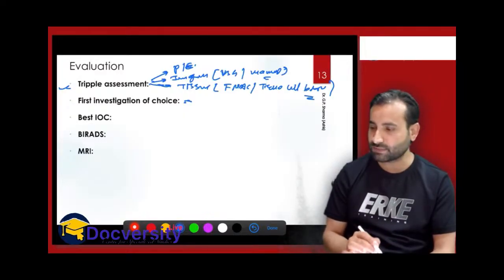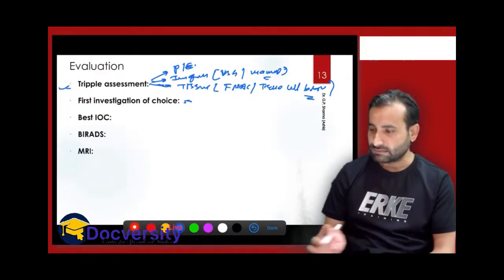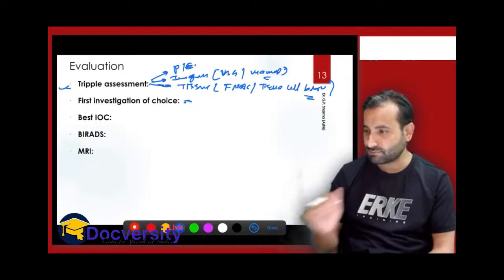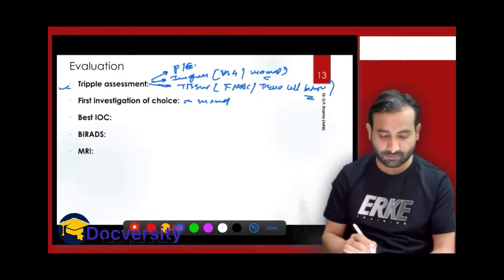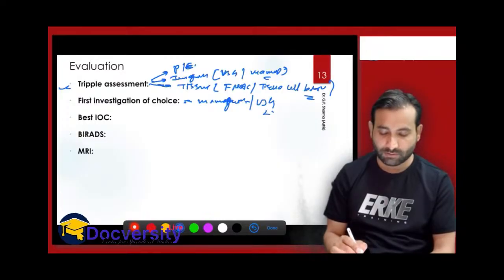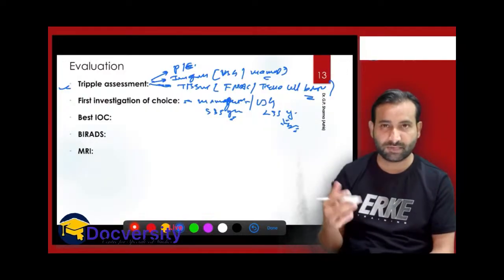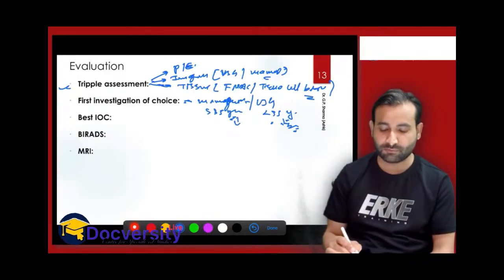The first investigation of choice is usually mammography or ultrasound, okay? If the age is less than 35 years, we go with the ultrasound. If the age is more than 35 years, we go with the mammography, because at less than 35 years we have glandular breast tissue, so the mammography cannot make a good image for those, so we go with the ultrasound.